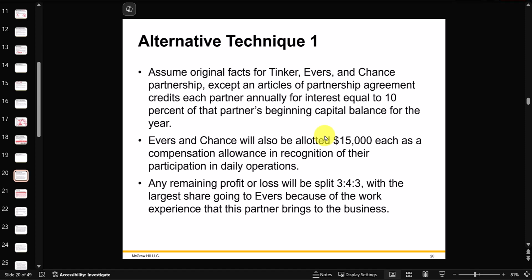But then the remaining profit, if there is a remaining profit after the interest, after this $15,000 each, sometimes they call it salary, but again, you don't pay a salary or wage to employees. Anything left over is going to be allocated 3-4-3. That's 30% to Tinker, 40% to Evers, and 30% to Chance. 3 plus 4 plus 3, that's 10. 3 tenths, 4 tenths, 3 tenths. Again, that's anything left over.